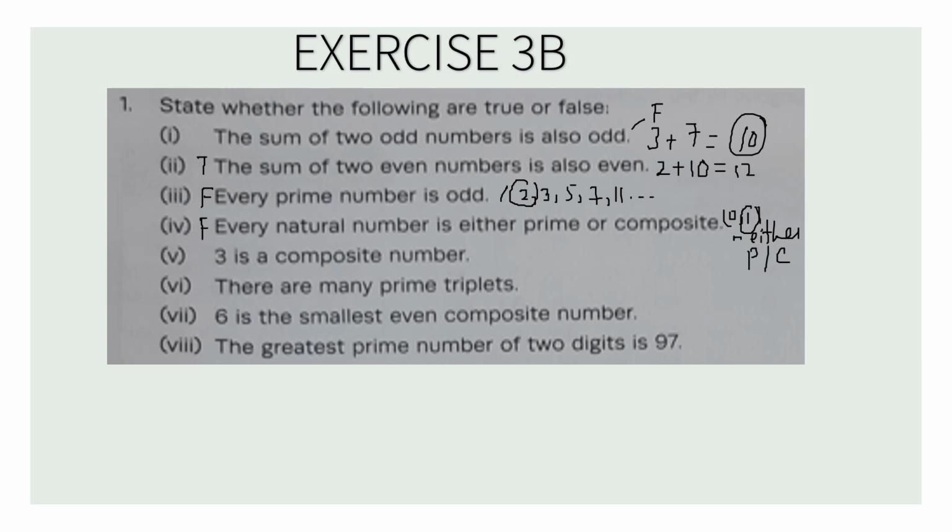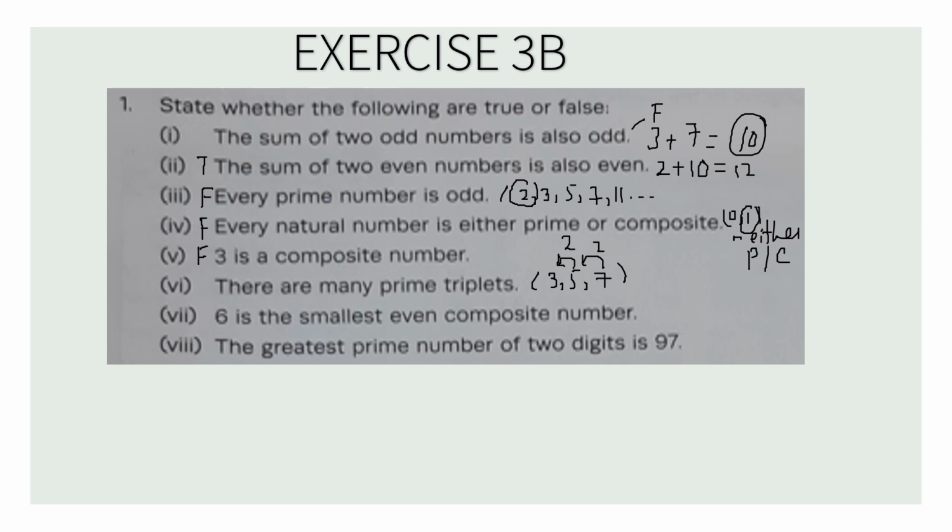What about question 5? 3 is a composite number? Of course not, because 3 has only two factors, that is 1 and 3. So it can't be a composite number. Then the next one, there are many prime triplets. No, there are not so many prime triplets. There is only one, that is 3, 5, and 7. See, prime triplet means a combination of three numbers with the difference of 2. 5 minus 3 is 2 and 7 minus 5 is also 2.